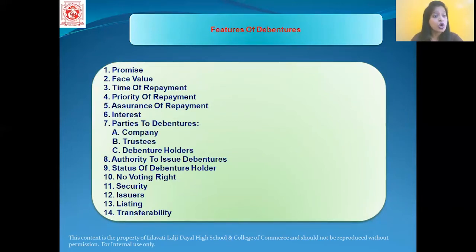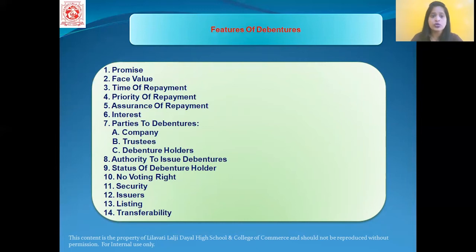Next one is assurance of repayment. So debentures are called a long-term debt. Since they are a long-term debt, they carry an assurance of repayment. Sixth point is interest. A fixed rate of interest is agreed to be paid to the debenture holders for the debentures that have been taken.